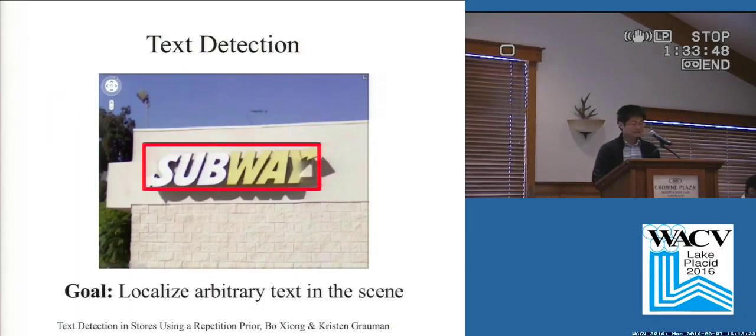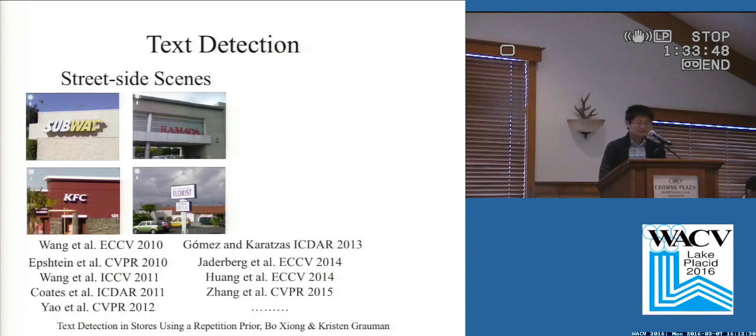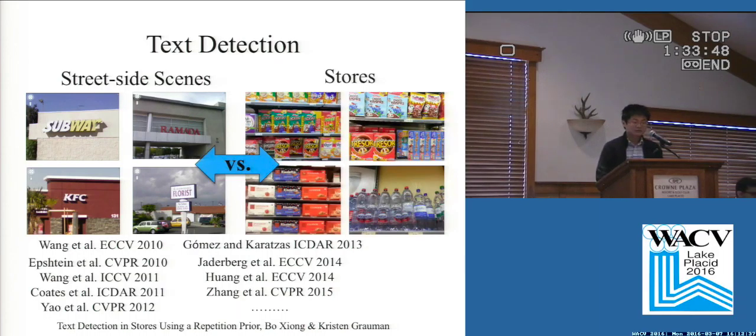The goal for text detection is to localize any arbitrary text in a scene, regardless of its size, font, or any specific content. Most existing work on text detection focuses on outdoor images. However, text detection in stores has been largely ignored.